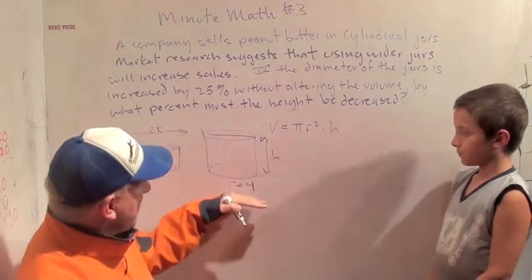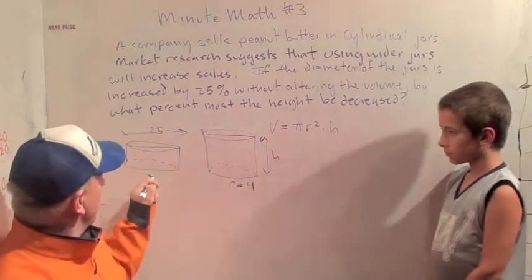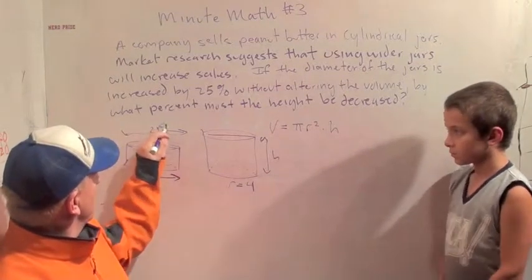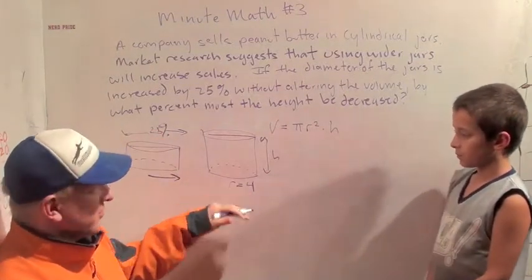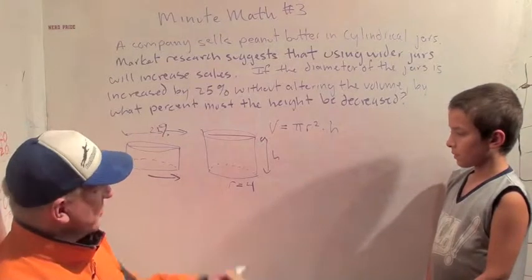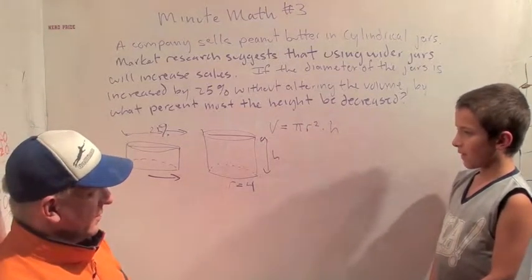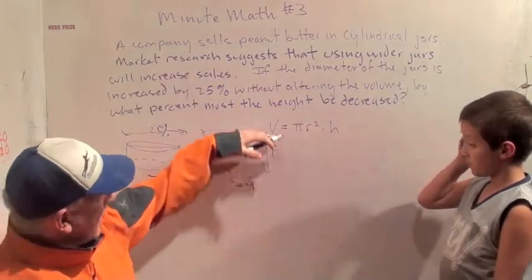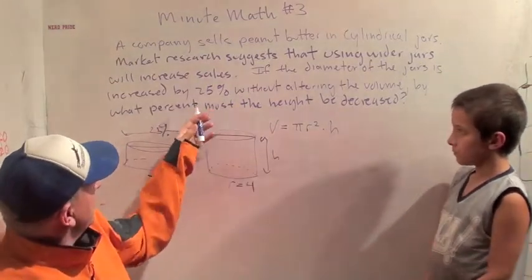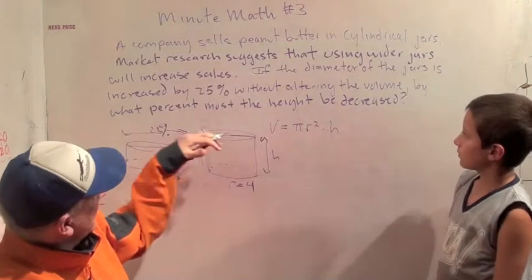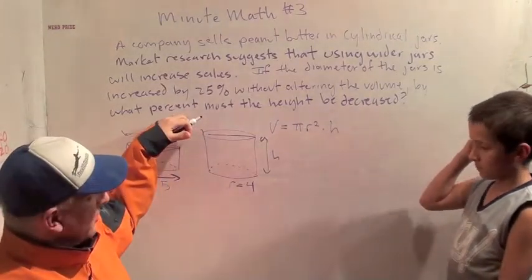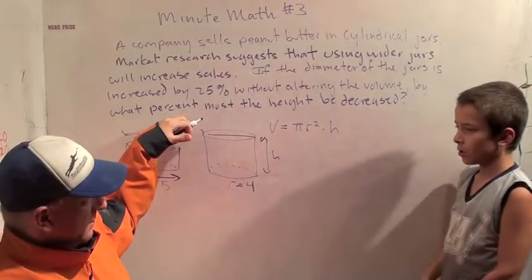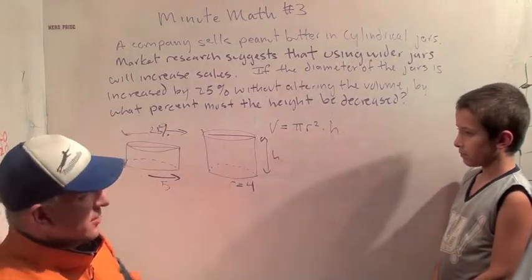And what's 25% bigger than 4? What would be the radius over here if I make the radius 25% bigger? It's going to be 5. And I want to pick a height that's nice. What number do you usually associate with percents? Well, 100. So let's make the height 100.